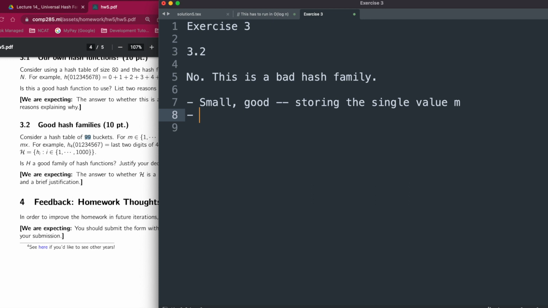However, we do also need that the probability of two elements, so let's say ID i and ID j, hashing to the same element, right?